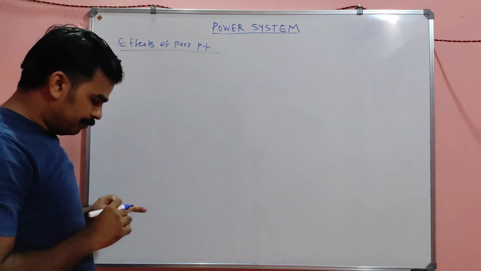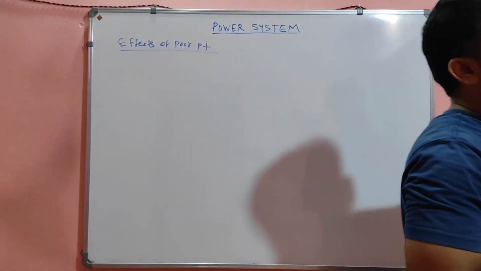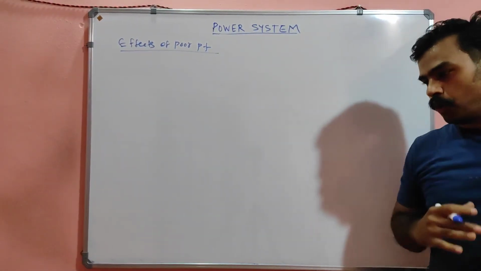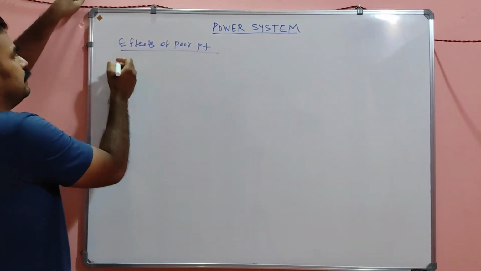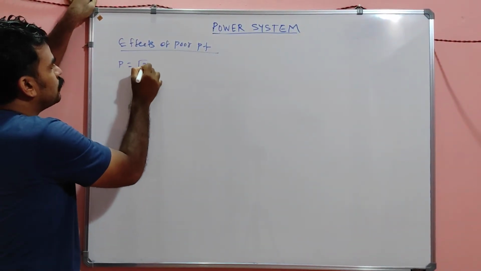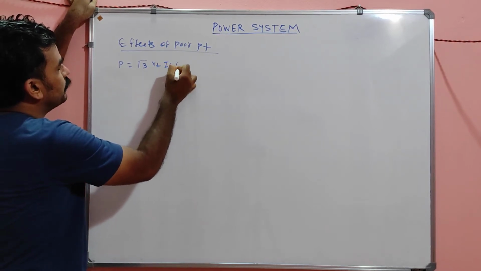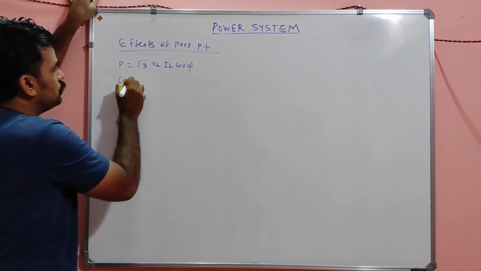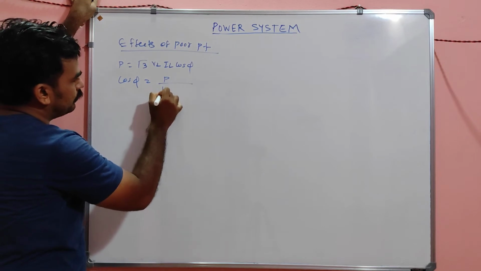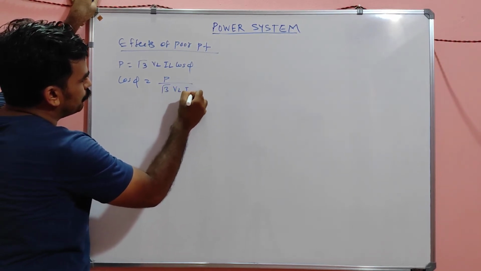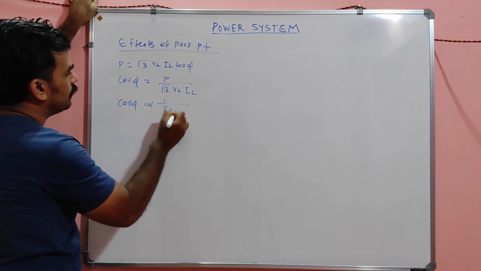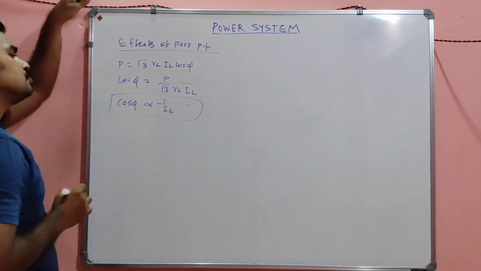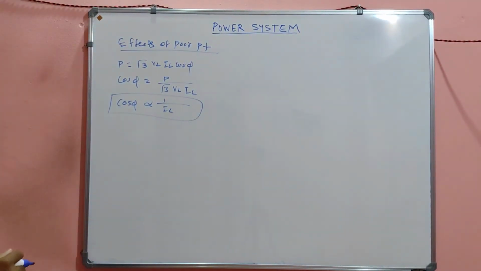What is the problem if the power factor is minimum, my dear? For a three-phase system, power P is equal to root 3 into VL IL cos phi. And cos phi is nothing but P divided by root 3 into VL into IL. Or simply, cos phi is inversely proportional to the line current.